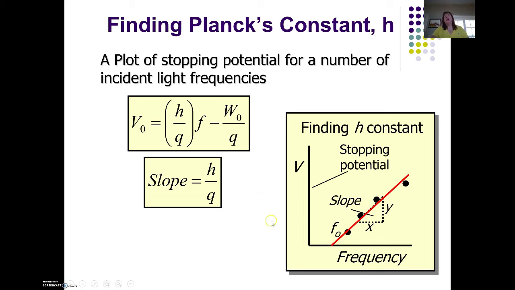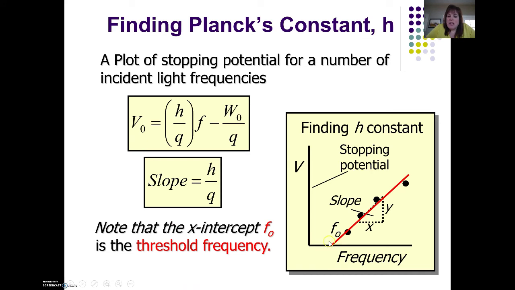Cool! Now, another pretty cool thing about this graph is that the x-intercept here is the threshold frequency. So if I give you a graph and I ask, what's the threshold frequency? Just find out where it crosses the x-axis. And what about where it crosses the y-axis? y equals mx plus b. So where it crosses the y-axis is going to be the negative of the work function divided by the charge. Huh, pretty cool.